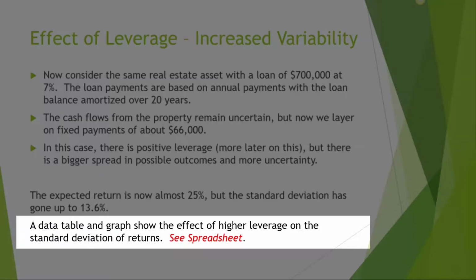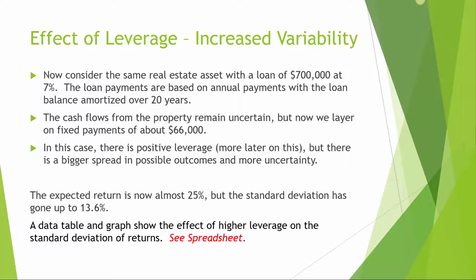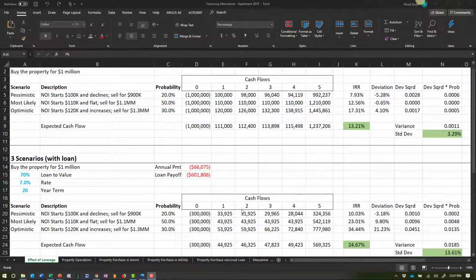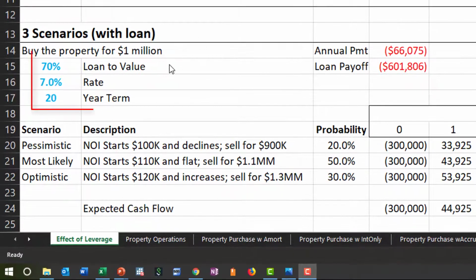And then I'm going to show you a data table and a graph that shows the effect of the higher leverage on the standard deviation of returns. So this is kind of setting the groundwork. Let's go to the spreadsheet and look at all of these details. So here's the spreadsheet, and we've now layered on the loan, and that's what's going on in the bottom half of this sheet. We've got a 70% loan to value, 7% interest rate, and a 20-year term that we're amortizing.